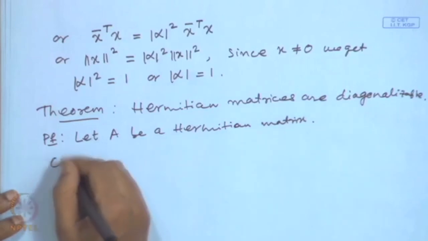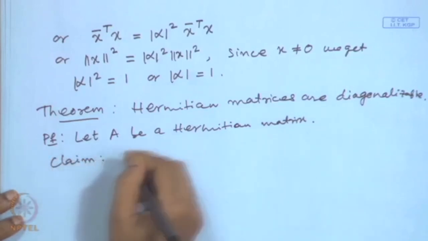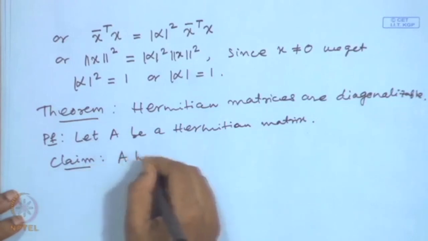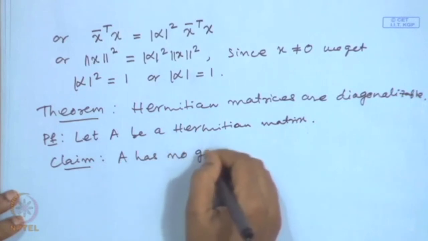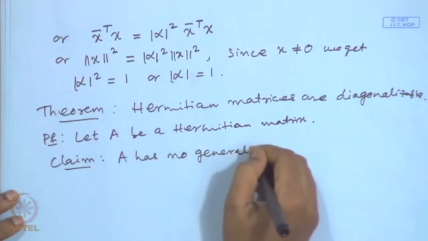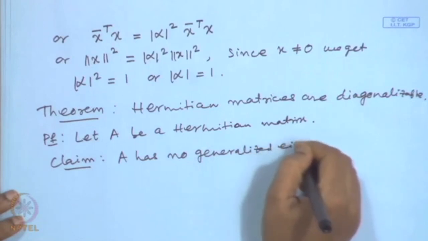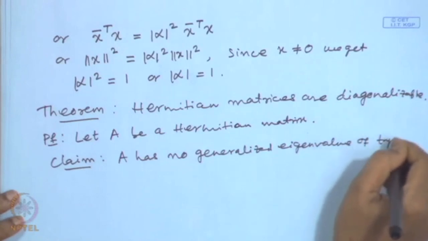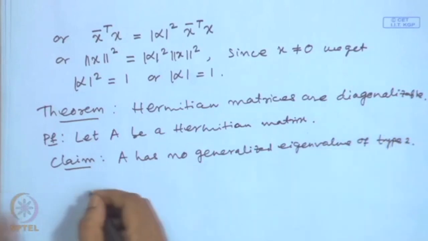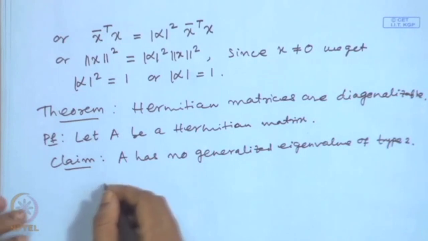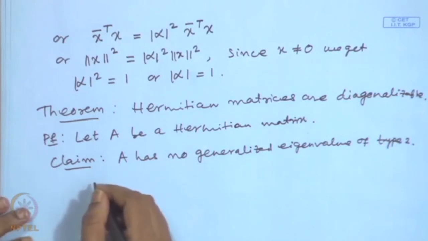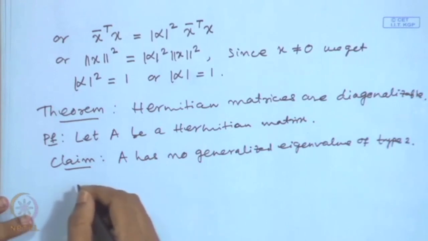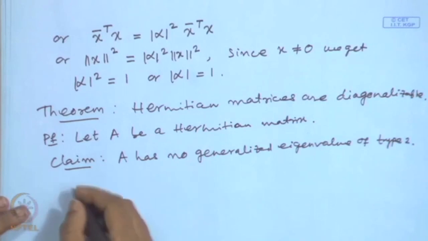So, our claim is that A has no generalized eigenvalue of type 2. If this claim is true, then we cannot have generalized eigenvalues of type k, k greater than or equal to 3.